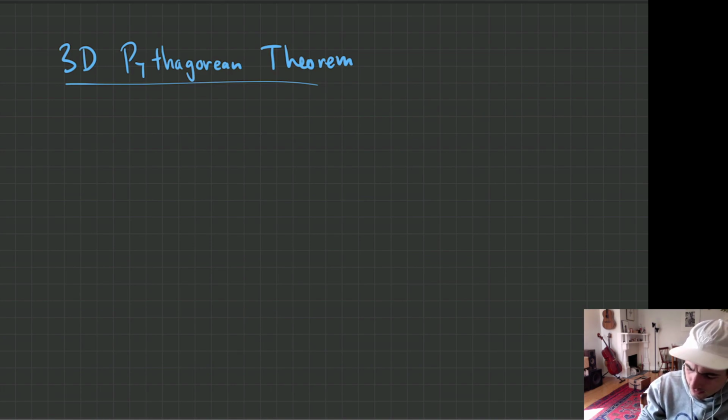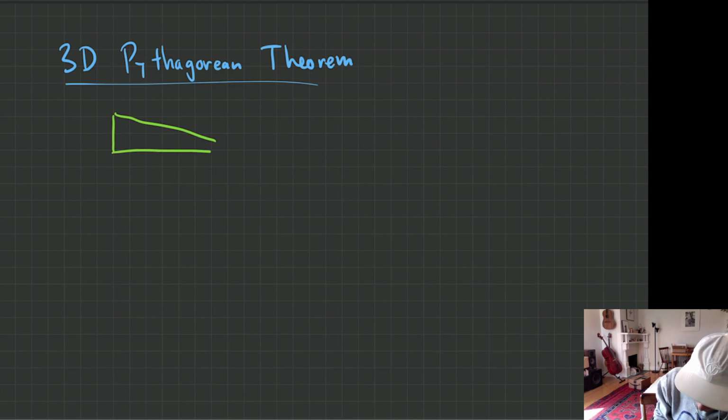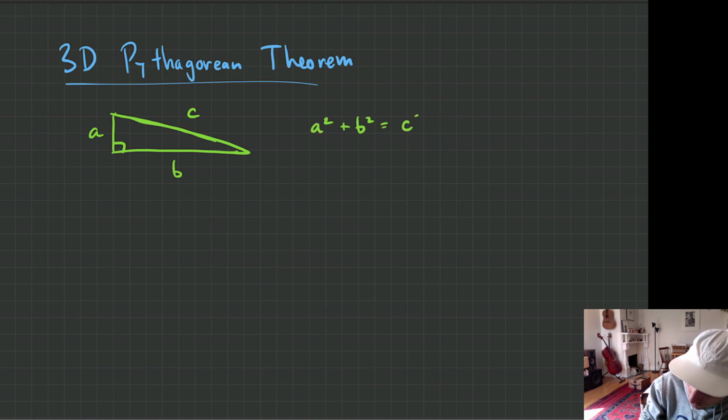So let's start off just by reminding ourselves what the Pythagorean theorem looks like, and that would be something like this. So we would have, with a right angle triangle, A, B, and C, and the Pythagorean theorem talks about the relationship between these sides, and that relationship is that A squared plus B squared is equal to C squared.